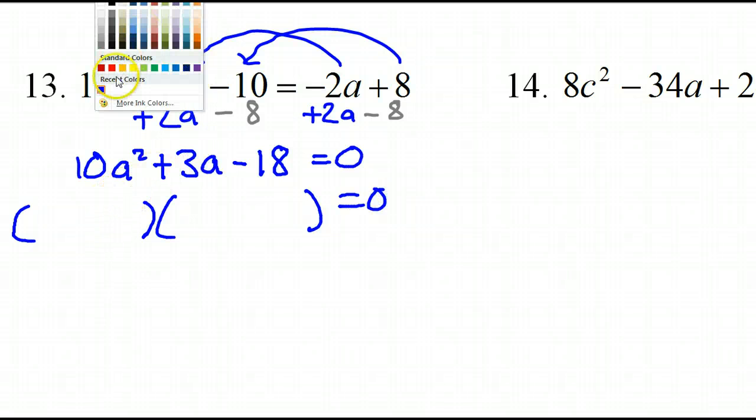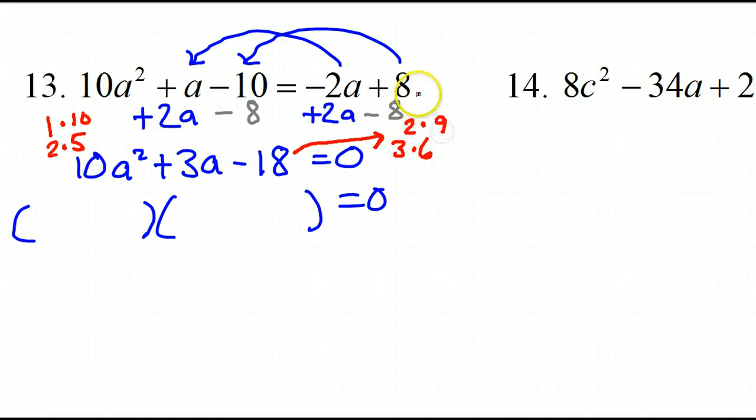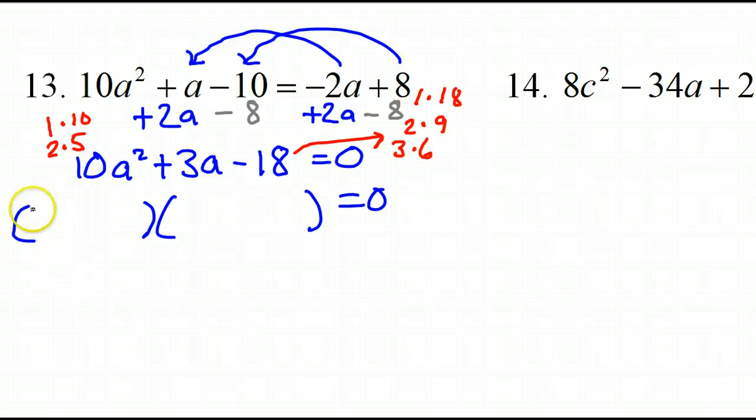Alright, but let's slow down and be careful. So 10 could either be 2 times 5 or 1 times 10. Those are the possibilities. Alright, meanwhile 18 could either be 3 times 6 or 2 times 9 or 1 times 18. So again, we have a lot of these possibilities. I always start with the ones that are closer together, and then I work my way up the list from there. You know what, I recommend you do the same.